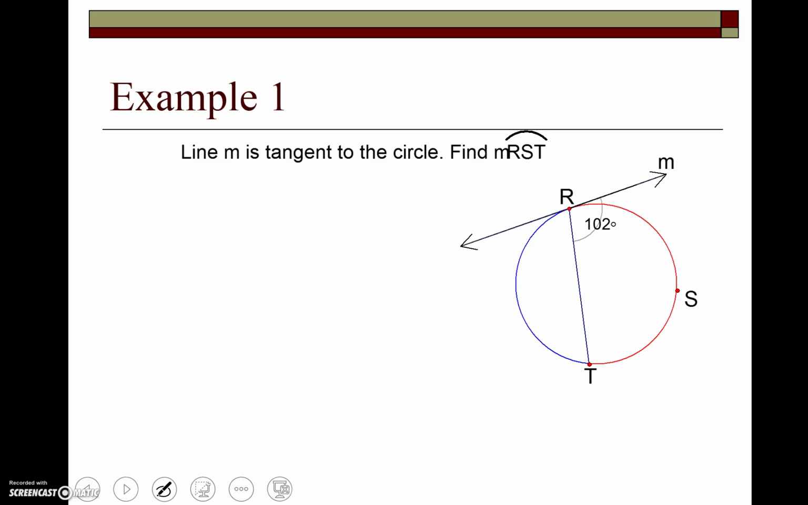So here's our first example. We want to find the measure of arc RST. This is RST right here. I know that that is the intercepted arc of this angle that we find right there. So the measure of RST has to be double that. The arc is always going to be bigger than the angle. So I'm going to take 2 times 102, and I get a total of 204.